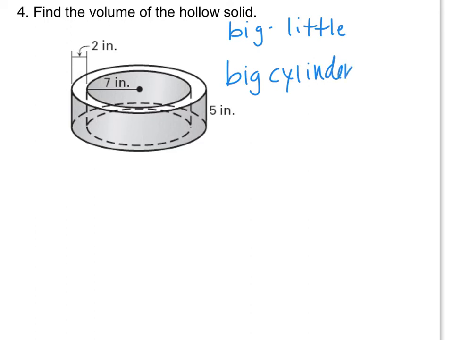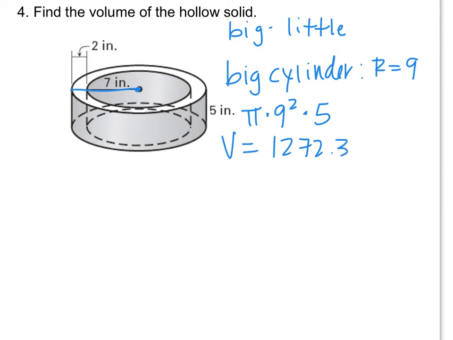Like we saw up above, cylinders, their volume formula is pi r squared times the height. So for our big cylinder, the radius goes from the middle all the way to the edge. So the radius here is 9. So we are going to do pi times 9 squared times the height, 5. That gives us a volume of 1,272.3.